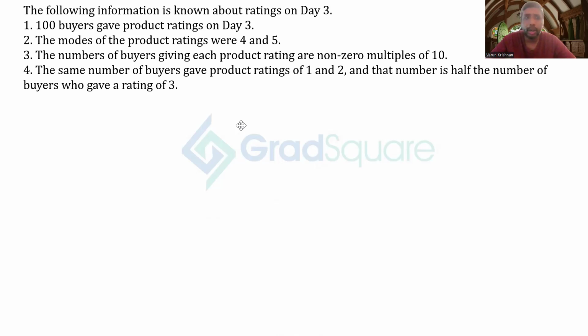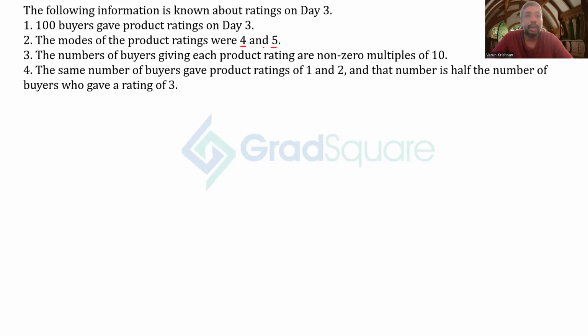It cannot be more than 50, because if 4 and 5 have an equal number of people giving the same ratings, then the maximum both of these ratings could have been given by is 50 and 50 buyers each, and that will account for the total of 100 buyers. So it has to be 50 or less. So 10, 20, 30, 40, 50. That makes finding out the number of buyers who gave each of these ratings very simple.